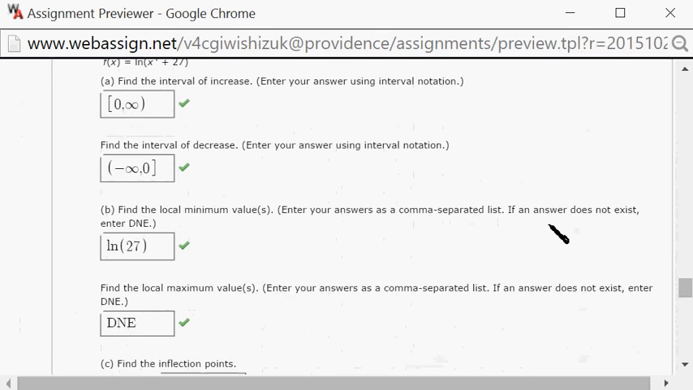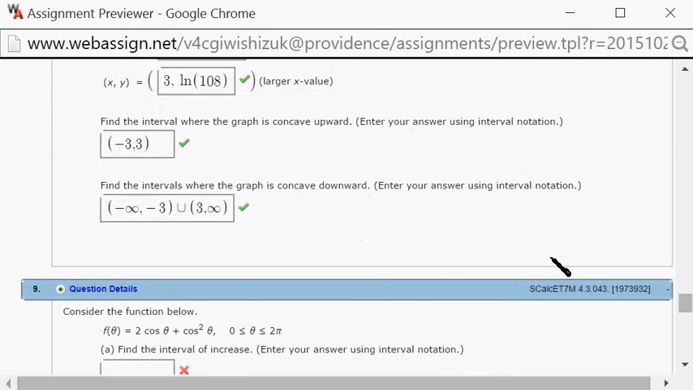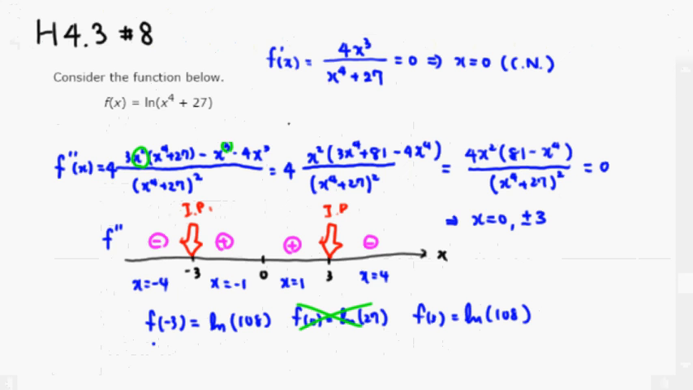Alright, it came back and looks like we got all these correctly. Alright, that's it. I hope that this was clear.